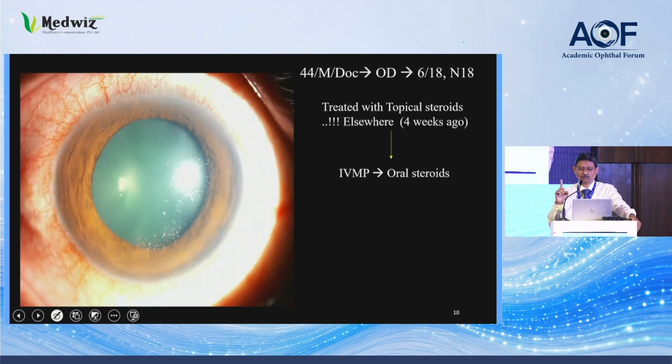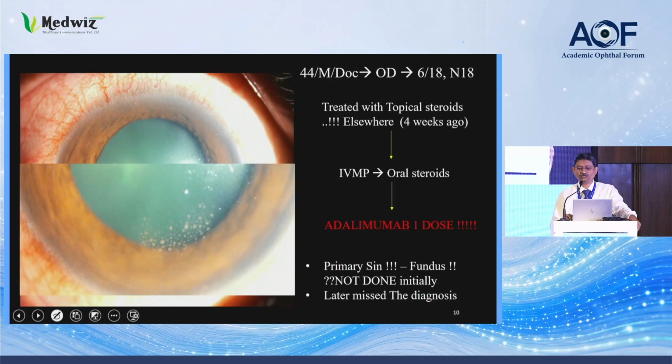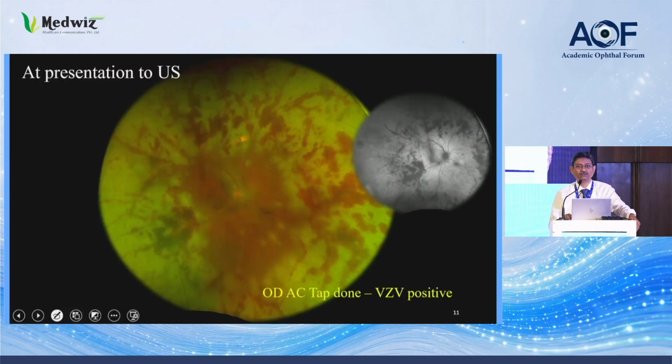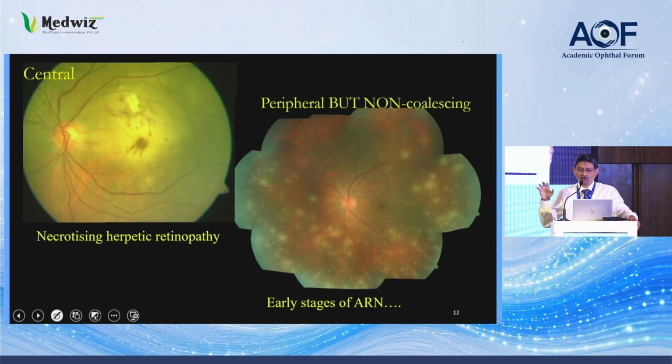I'll just give an example. This is a 44-year-old male doctor who presented initially elsewhere, and was treated as granulomatous uveitis with topical steroids, followed by IVMP, oral steroid, and even one dose of adalimumab was given. But the initial mistake was that the fundus was not seen. At presentation, they came up with this. Even after the tap was done, VZV was positive and he was treated properly, with proper resolution of the necrotic areas. You can sometimes have this kind of central necrotizing herpetic retinopathy, or a non-coalescing peripheral lesion which is just coming up with this.